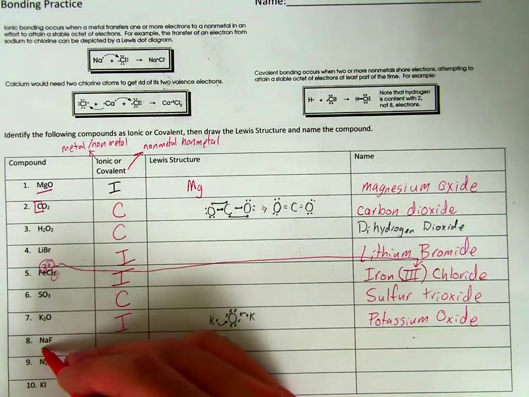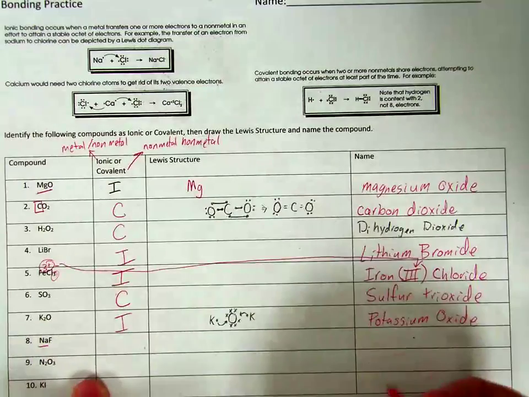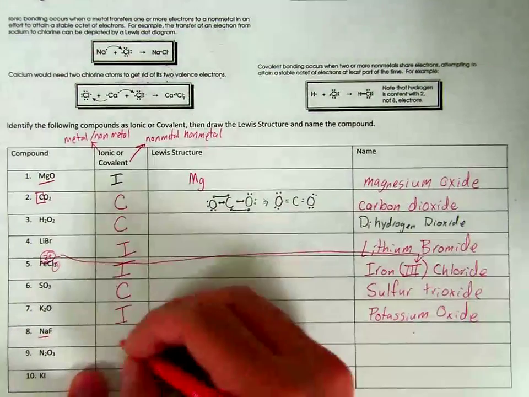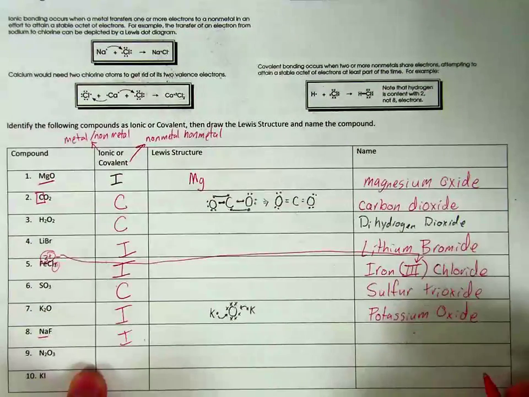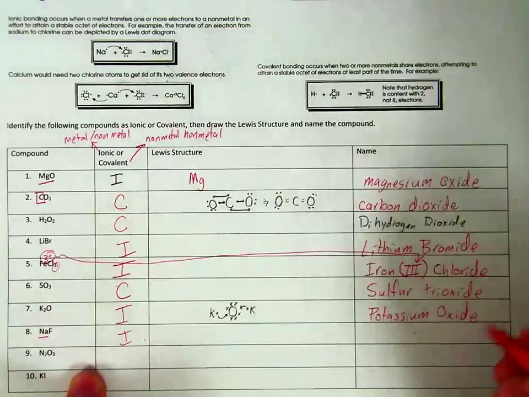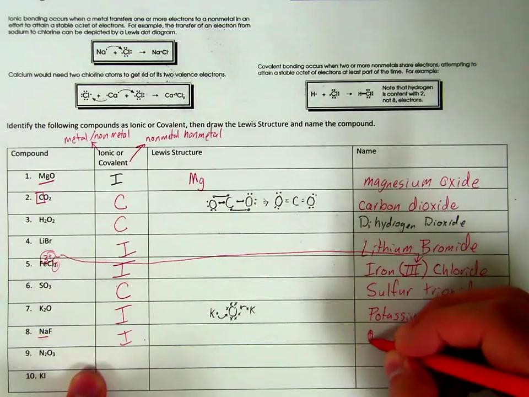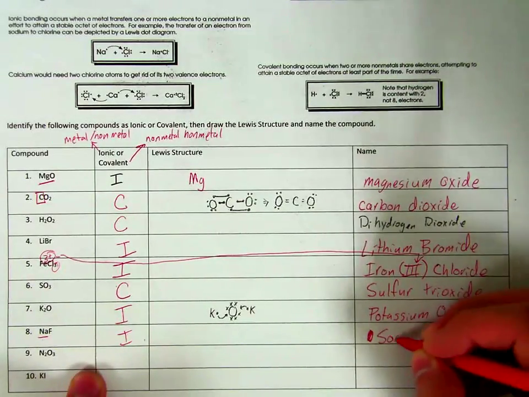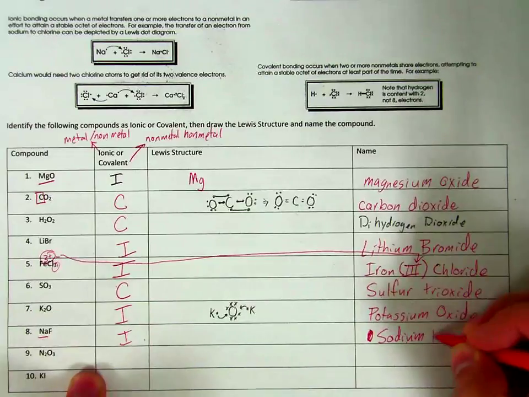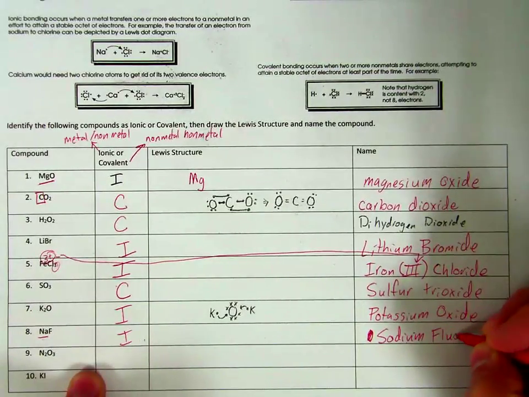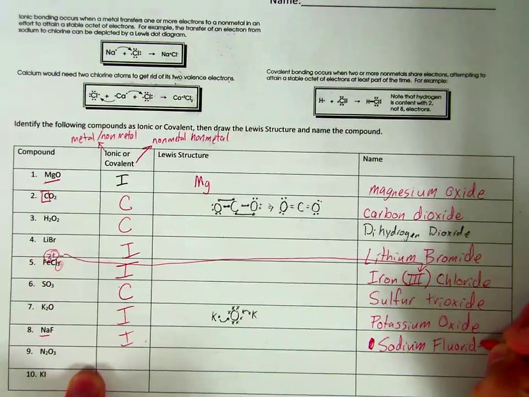NaF. Na is definitely sodium. Sodium is a metal, so that's ionic. That's going to be sodium fluoride. Fluorine becomes fluoride.